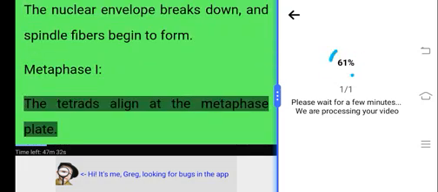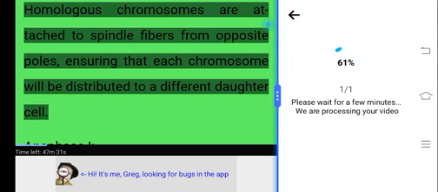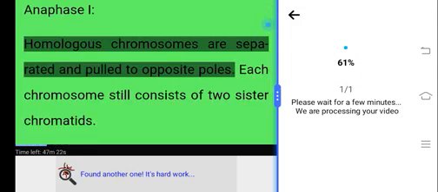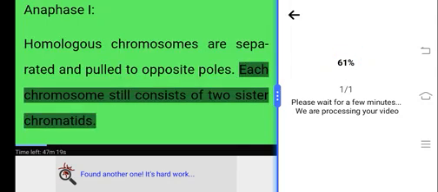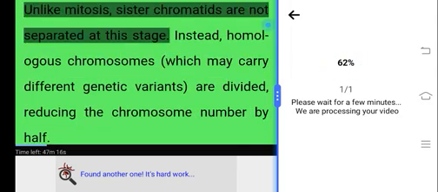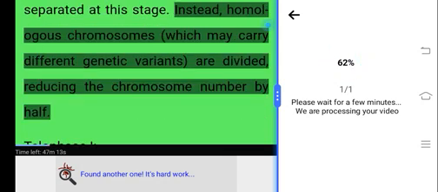Metaphase I: the tetrads align at the metaphase plate. Homologous chromosomes are attached to spindle fibers from opposite poles, ensuring that each chromosome will be distributed to a different daughter cell. Anaphase I: homologous chromosomes are separated and pulled to opposite poles. Each chromosome still consists of 2 sister chromatids. Unlike mitosis, sister chromatids are not separated at this stage. Instead, homologous chromosomes, which may carry different genetic variants, are divided, reducing the chromosome number by half.